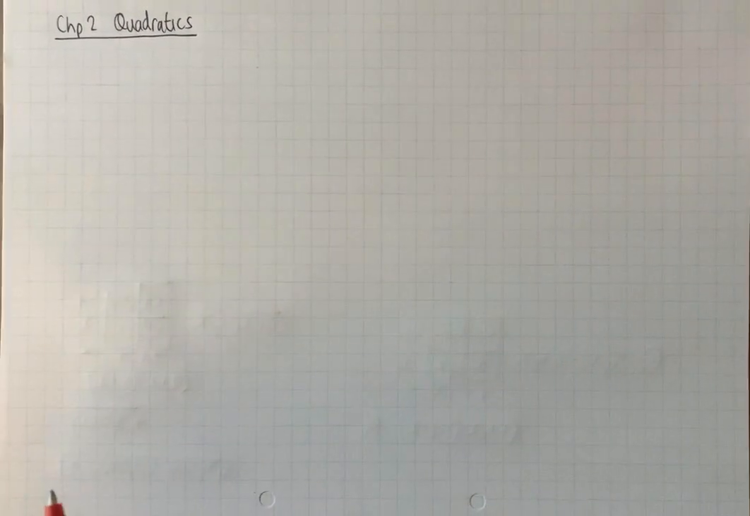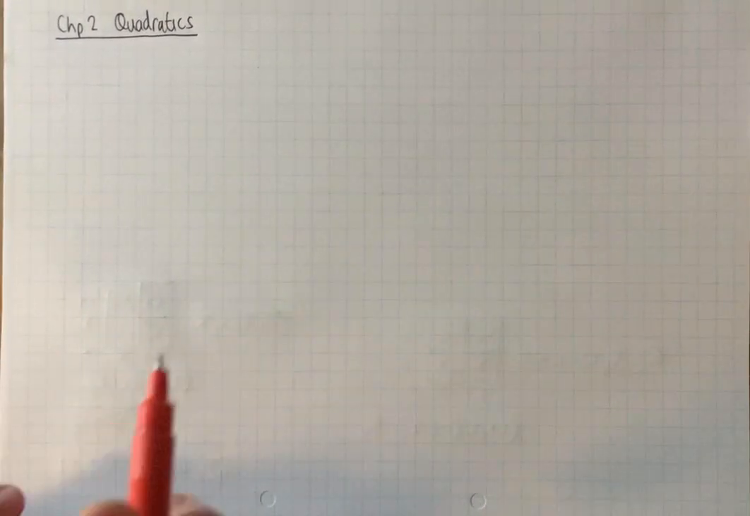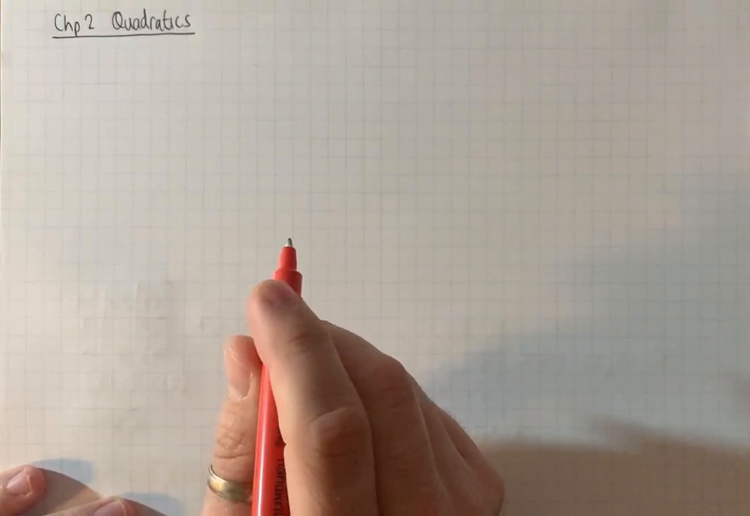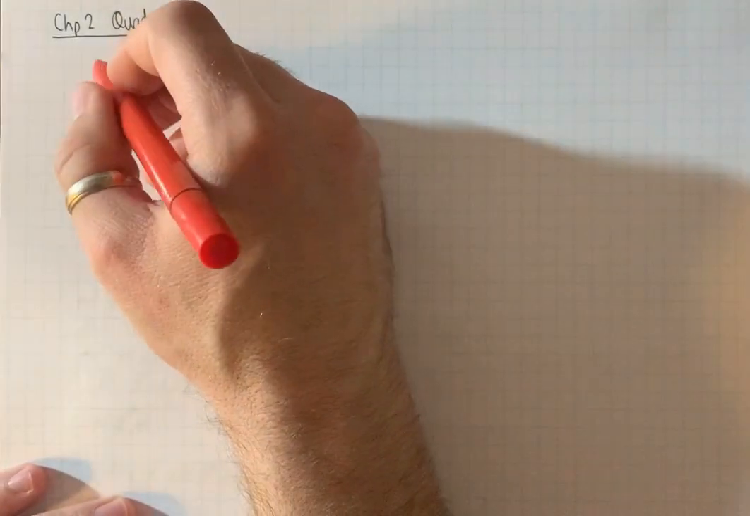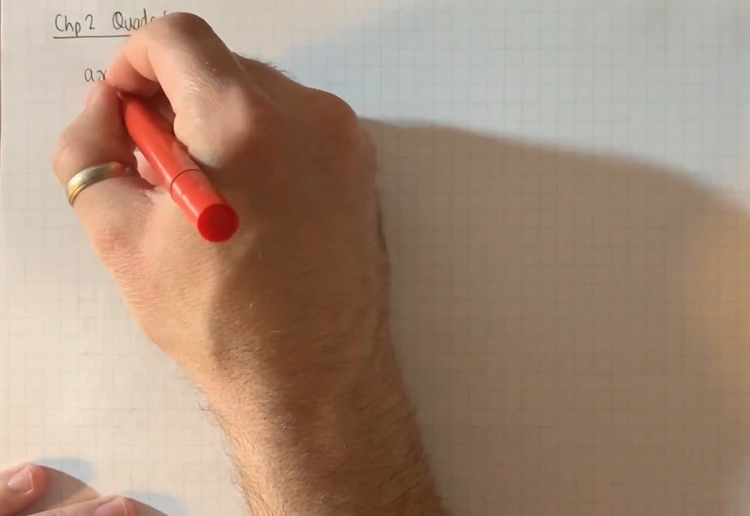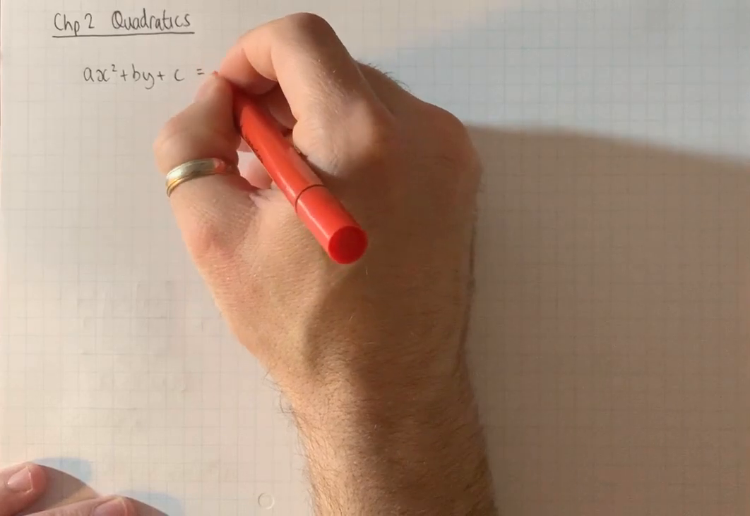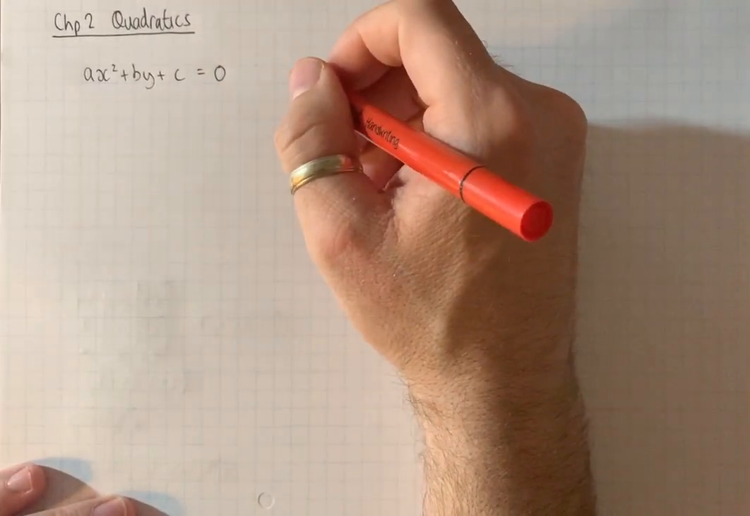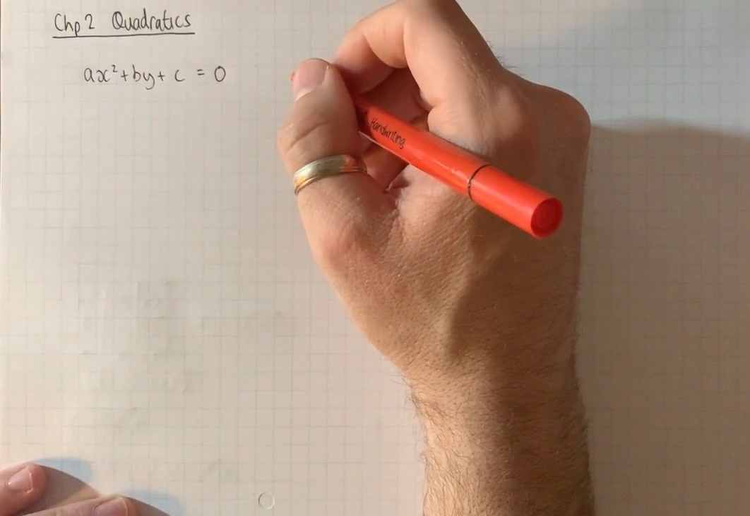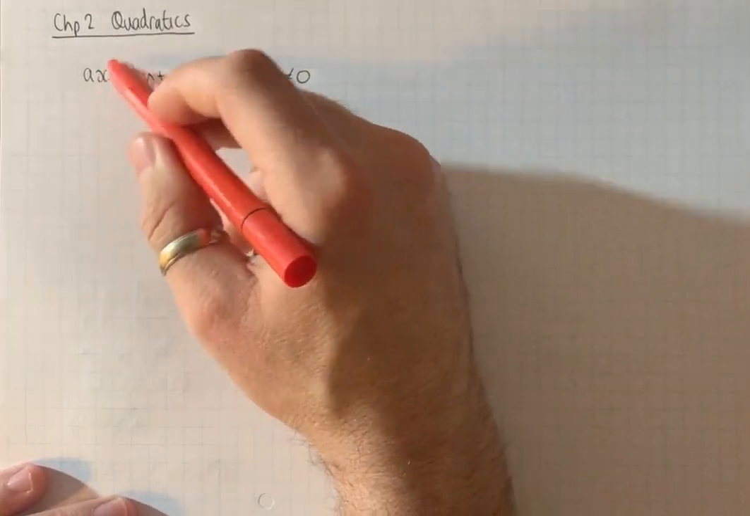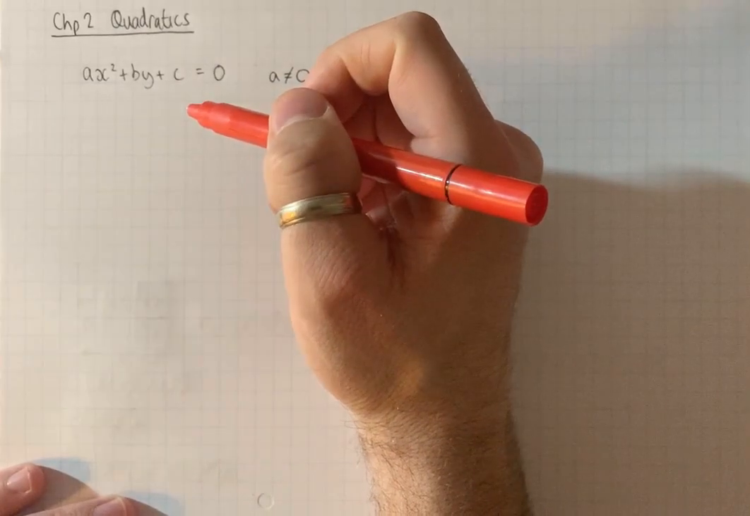On to chapter 2 of the Year 1 core course, which is all about quadratics. Now, quadratic equations should be very familiar from GCSE. The quadratic equation is of the form ax² + bx + c = 0, where a, b and c are real constants, and a cannot be equal to 0, because if a is equal to 0 then you don't have this lead term of x squared.